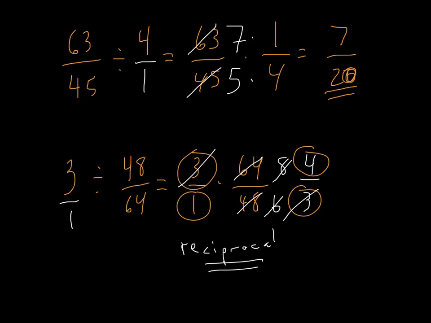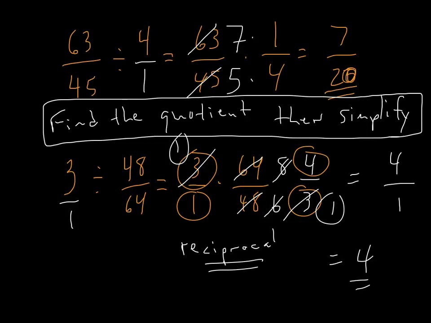The 3's cancel out. 3 divided by 3 is 1. So now across the top I have 4 times 1 is 4, and 1 times 1 is 1. So that's just simply 4 for a final answer. If you left it as 4 over 1, that's not simplified. The point here is to find the product and simplify. Let me correct that last statement. Find the quotient. We're doing division. My apologies. We're going to find the quotient and then simplify. So 4 over 1 is the quotient of 3 divided by 48/64, but the simplified answer is just 4.